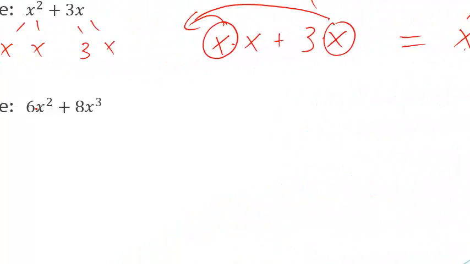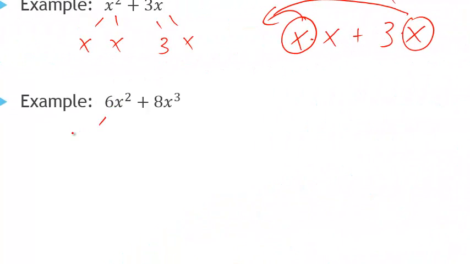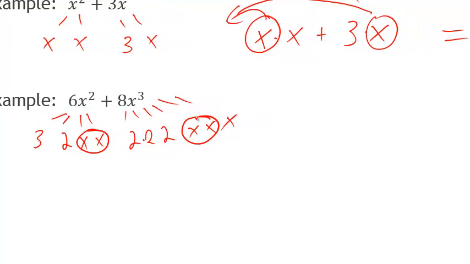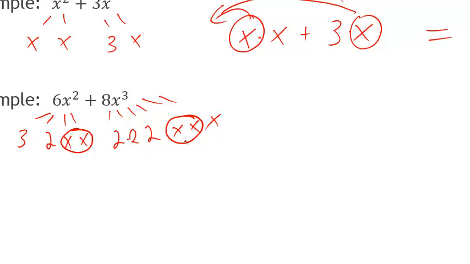Let's factor 6x squared plus 8x cubed. 6 factors to 3 times 2. And x squared is just x and x. Then 8x cubed: 8 factors to 2 times 2 times 2, and then x cubed is x, x, x. So let's group this together. We have 2 x's here that are shared, so that's going to be included in our greatest common factor. And we have a 2. So we can factor out 2x squared from both of these.